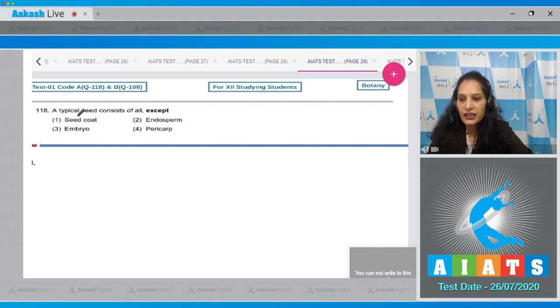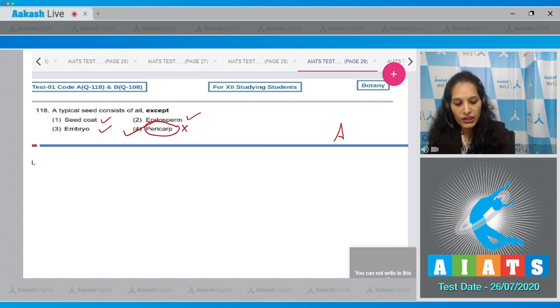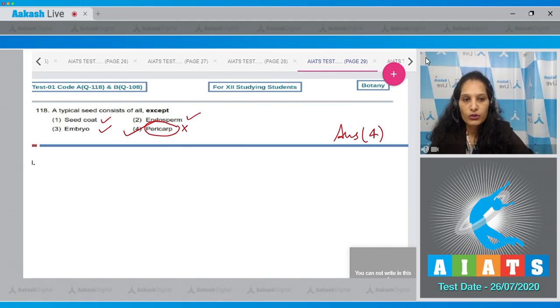Question number 118. A typical seed consists of all except seed coat. Yes, it has embryo, endosperm, not the pericarp. Pericarp is the fruit wall. So, in the seed, you cannot find the pericarp. So, the correct option for the given question is option number 4. Let's move to the next question.